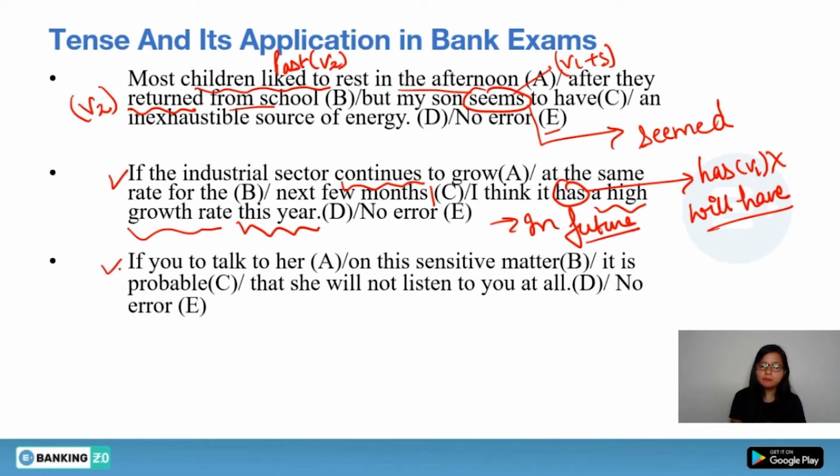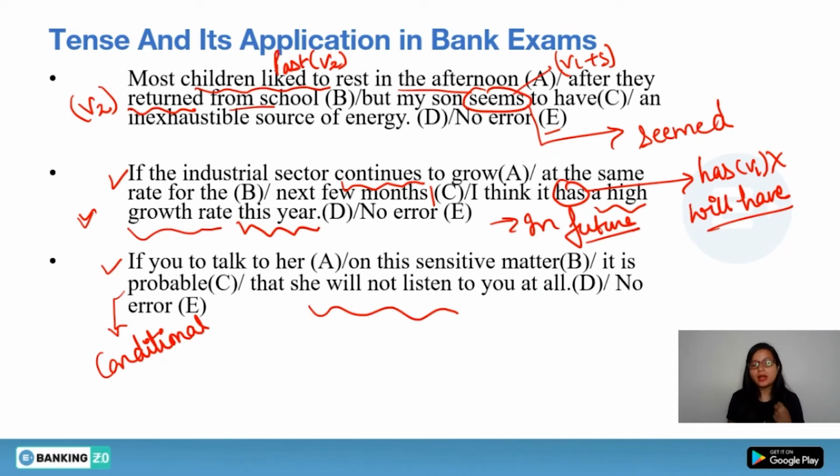Okay, in this part, if you talk to her on this sensitive matter, this is fine, there's no problem. Okay, it is probable that she will not listen to you at all. What happens, this is the conditional sentence. If you do not have any kind of idea about conditional sentences, later I will provide you the complete class on this topic. But as of now, try to understand that we have some conditions and we have some effects of it. There is a condition and there is a result, I would say.